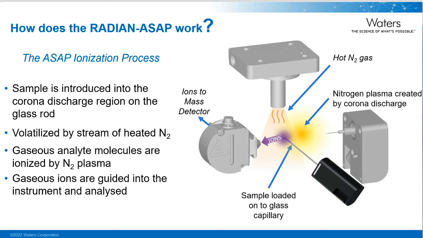And secondly, it creates a nitrogen plasma in the region around the corona discharge pin, which is the basis of one of the predominant mechanisms of ionization. The nitrogen plasma indirectly creates ions from the volatilized molecules, which are then guided into the instrument and sorted on the basis of different mass-to-charge ratios before being detected and generating the mass spectrum.